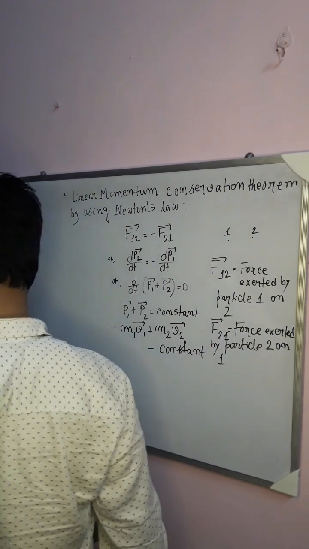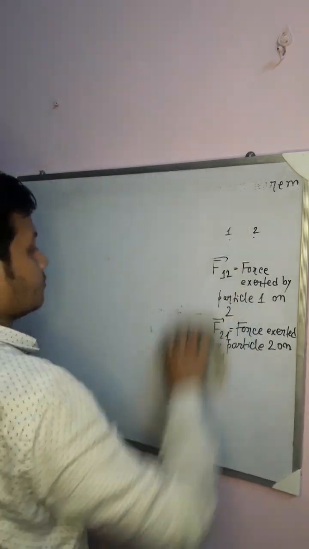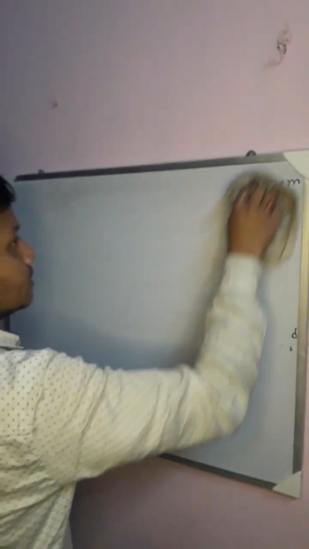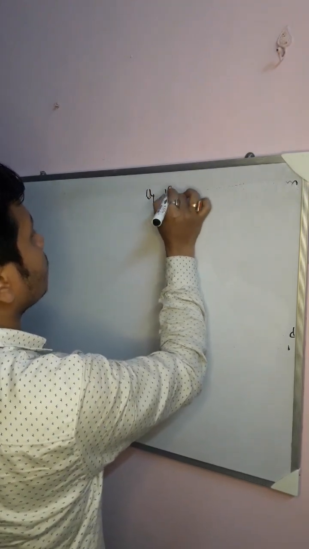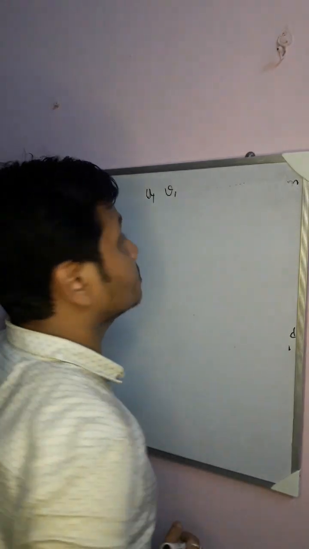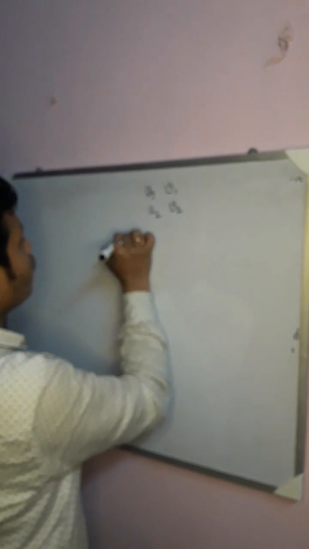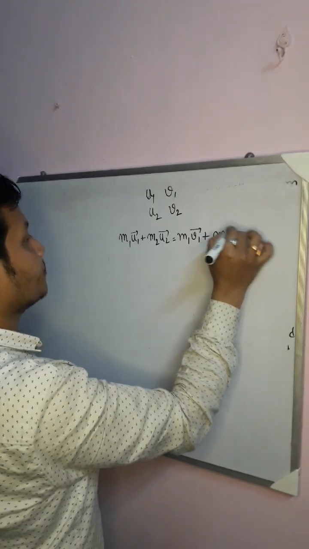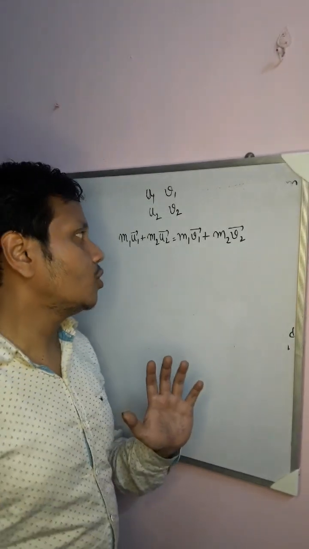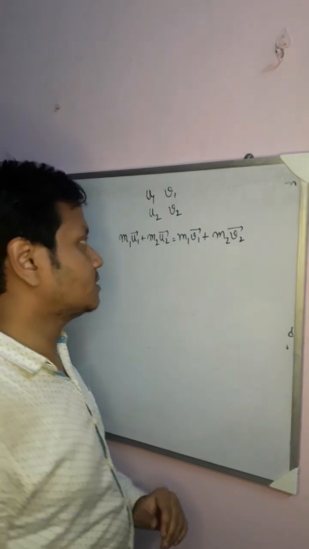Okay, now more generally we can write this linear momentum conservation theorem in this way. If the initial and final velocities of the two particles are, for the first particle, u1 and v1, the initial velocity and the final velocity of the first particle, and for the second particle, u2 and v2, the initial and final velocities, then more commonly we can write m1 u1 + m2 u2 = m1 v1 + m2 v2. So this is the more general form. So we have arrived at the linear momentum conservation theorem from Newton's second law. Okay, so this is the first issue.